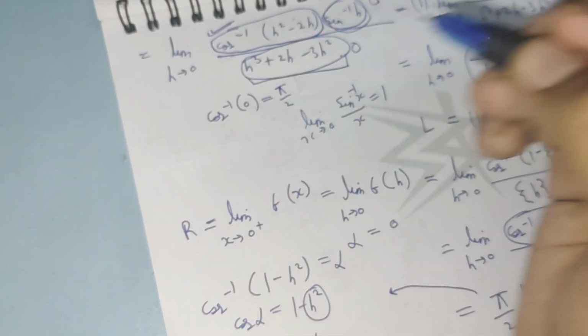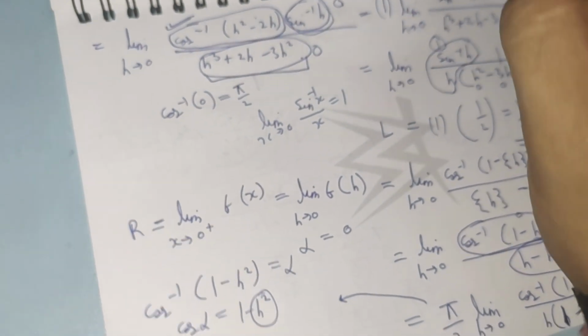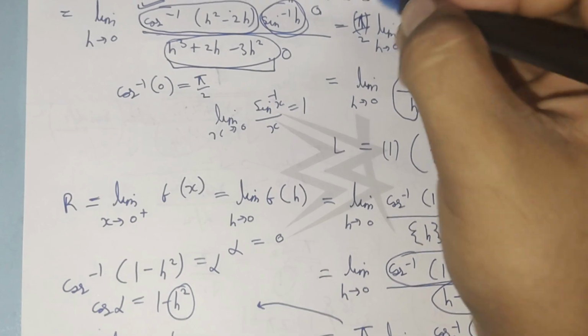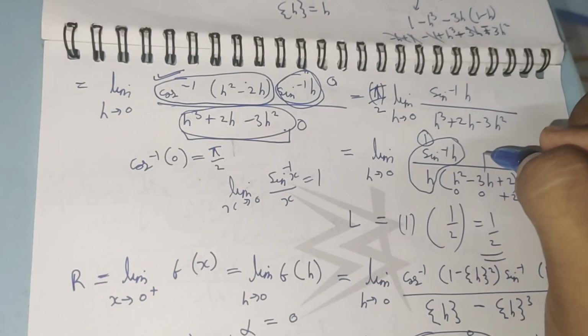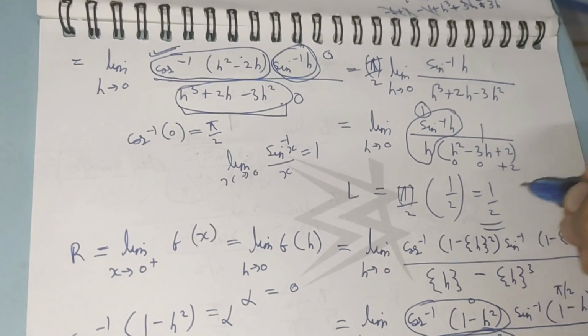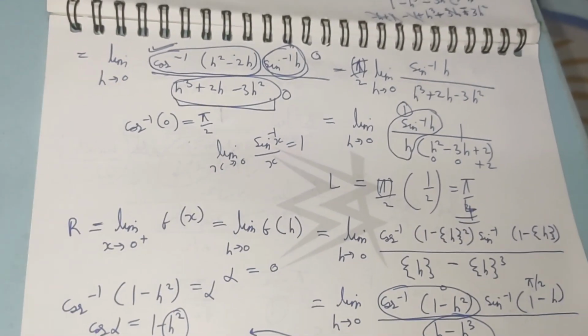So cos of pi by 2 is 0, right? So cos inverse of 0 is pi by 2. So this should not be 1, this should be pi by 2. So I am at last getting pi by 2 into half, which is pi by 4. So my left hand limit was pi by 4, not half.